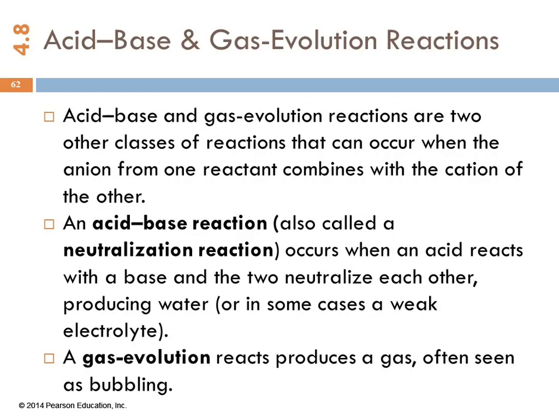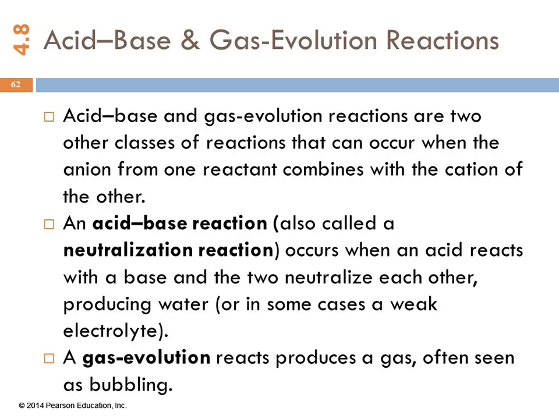So we talked about precipitation reactions. Another type of reaction, two types really, are acid-base and gas evolution reactions. So these are classes of reactions. And both of these have a similarity to the precipitation reactions in that they arise from an ion of one substance, an ionic compound, reacting with an ion from another substance.